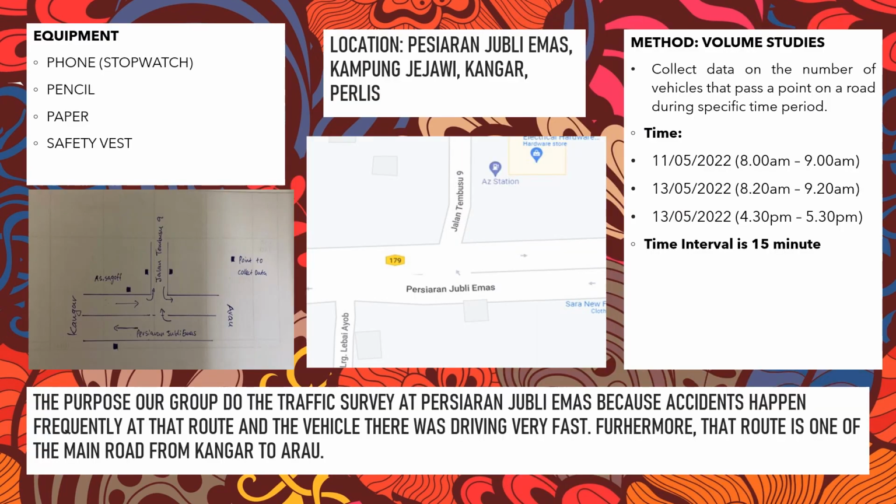Okay, first, our equipment is the phone, stopwatch, pencil, paper, and safety vest. Our location is at Persiaran Jubilee Emas, Kampung Jejawi, Kangar, Perlis. Our method is volume study. This collects data on the number of vehicles that pass a point on a road during a specific time.